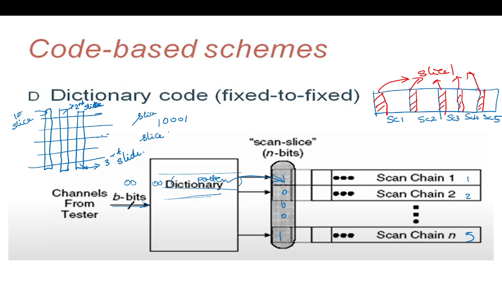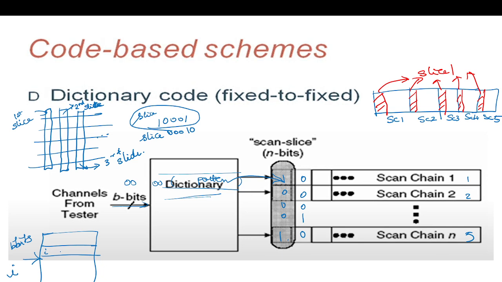And next slice, say select 0, 0, 1, 0. So this is next slice. So where this pattern will be in this tester, these B bits will be like the address. Say it is in the ith index. The ith index will have this content. This content will be applied here. So this is my dictionary, and the dictionary is in the decompressor circuitry.